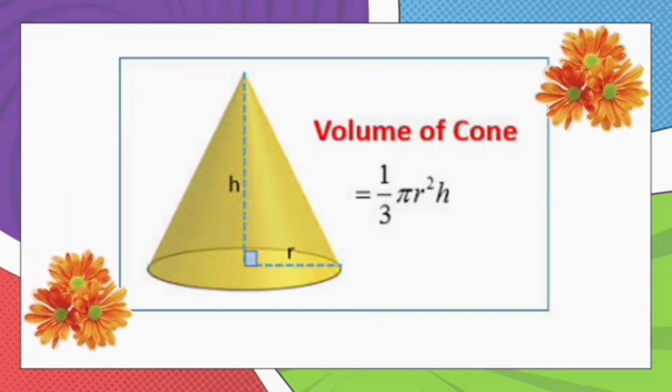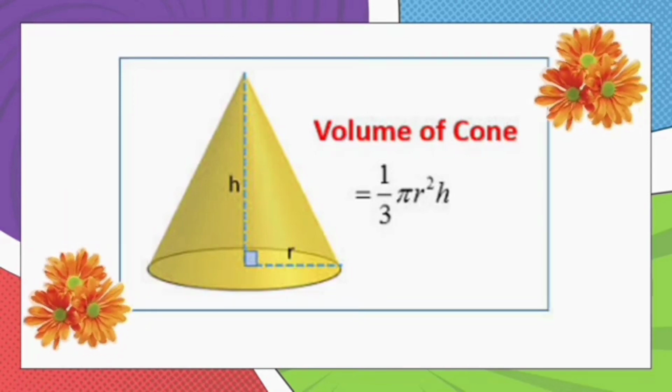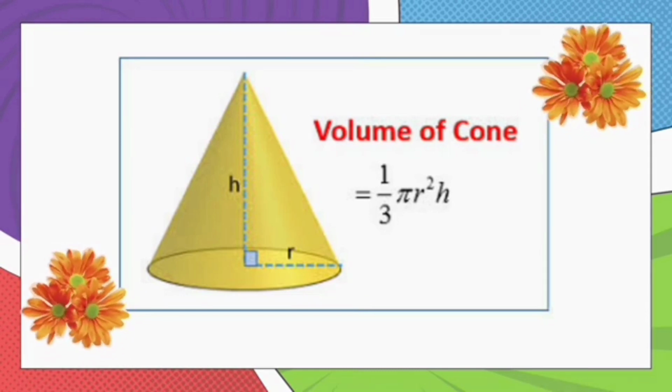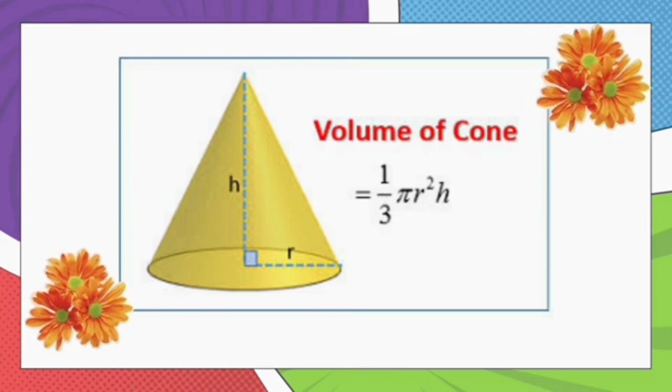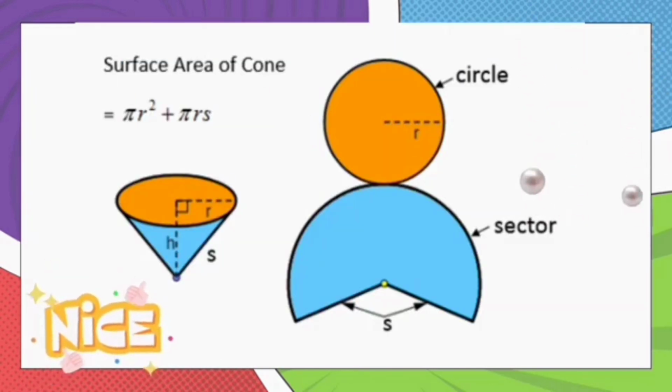The volume of a cone is 1/3 times pi radius squared height. This means 1/3 times pi times the square of the base radius times the perpendicular or vertical height. The total surface area of a cone is pi radius squared plus pi radius s, where s is the slant height.